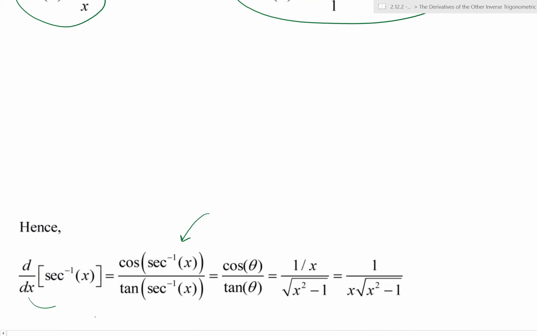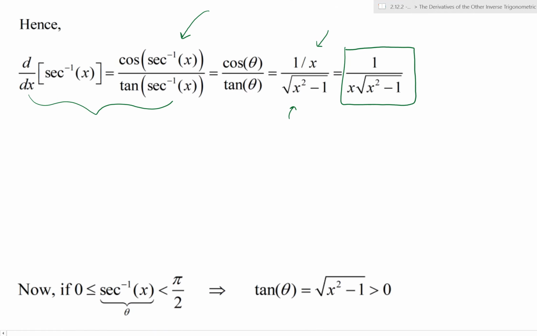And remember, we previously established this first result here, that the derivative of the secant inverse function with respect to x is the cosine of the secant inverse function divided by the tangent of the secant inverse function. And just taking note that that secant inverse of x, again, is that angle theta. And we just found out that cosine of that angle theta is 1 over x, and tangent of that angle theta is square root of x squared minus 1. And hence we get that the derivative of the secant inverse of x is 1 divided by x times the square root of x squared minus 1.